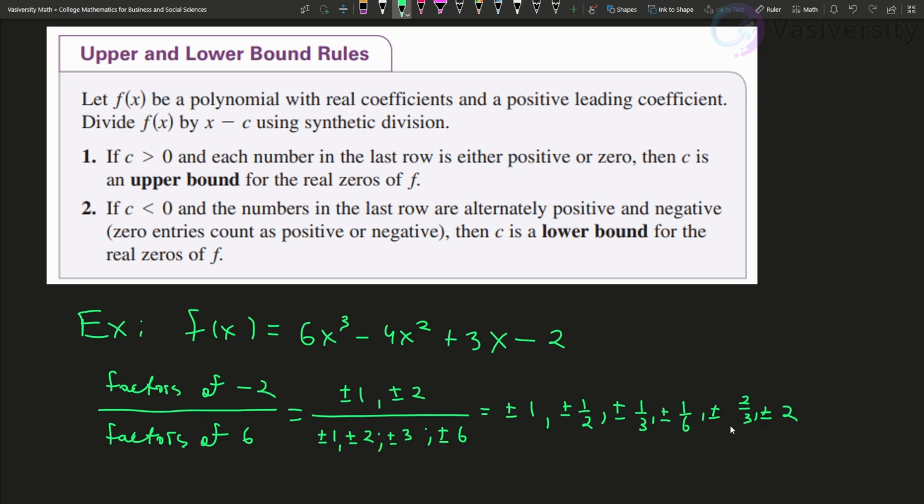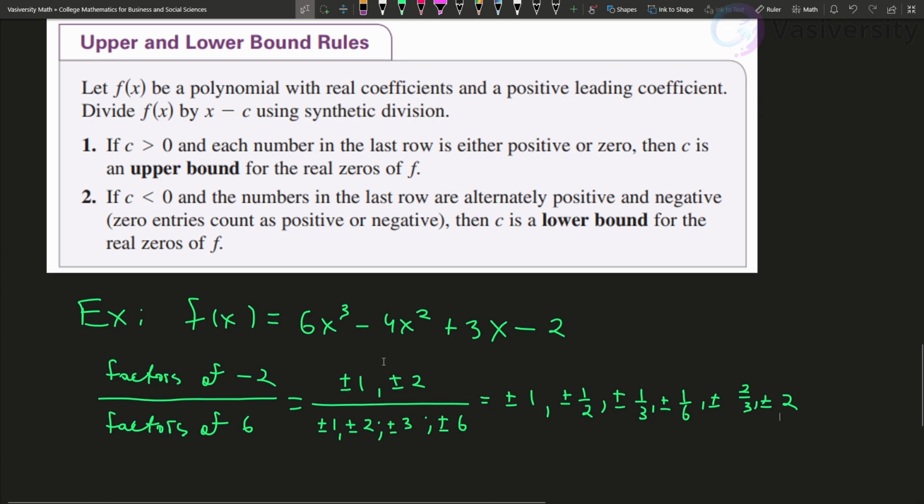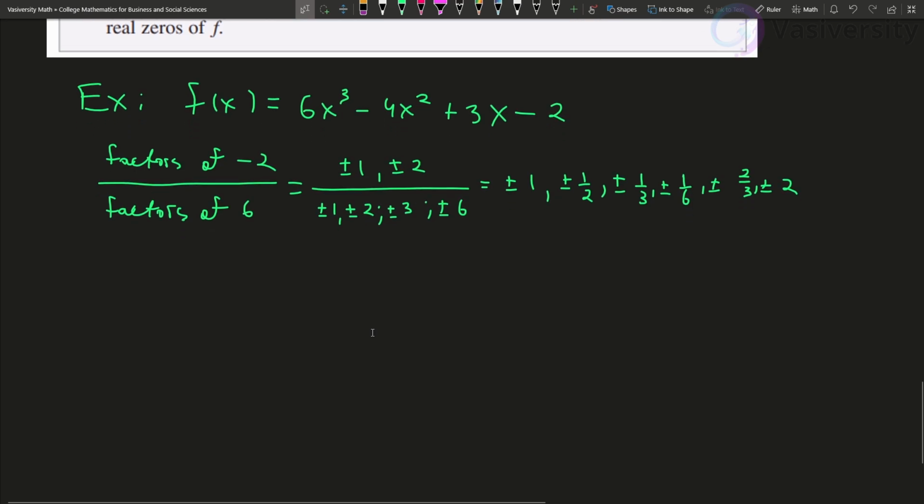Okay, so we know that the original polynomial f of x, by Descartes' rule, has 3 variations in signs. If we find f of -x, that's going to be -6x cubed minus 4x squared minus 3x minus 2. This polynomial has no variation in signs, so by Descartes' rule, there are 3 positive real zeros, or 1 positive real zero and no negative real zeros.